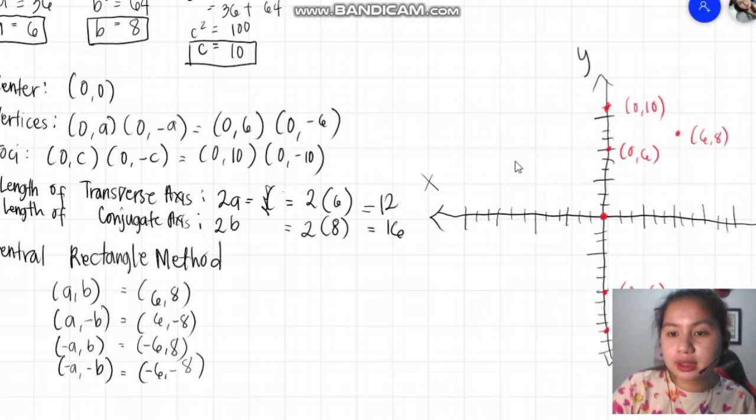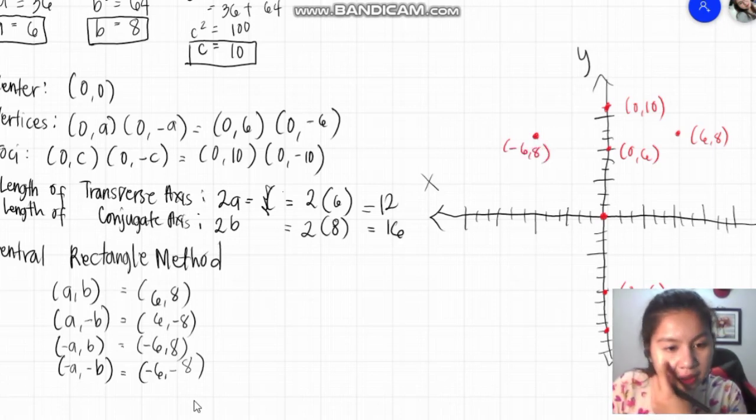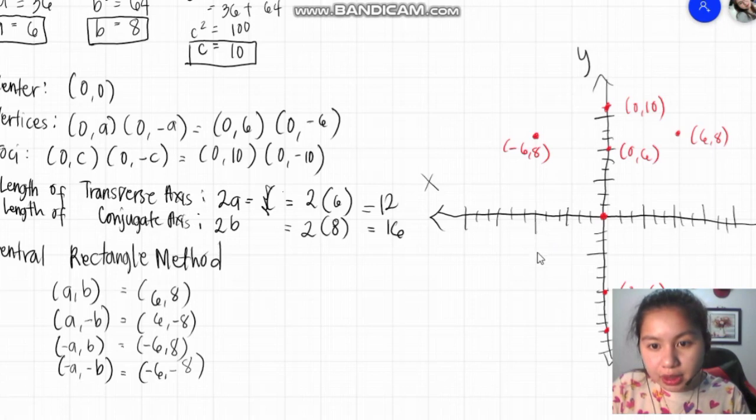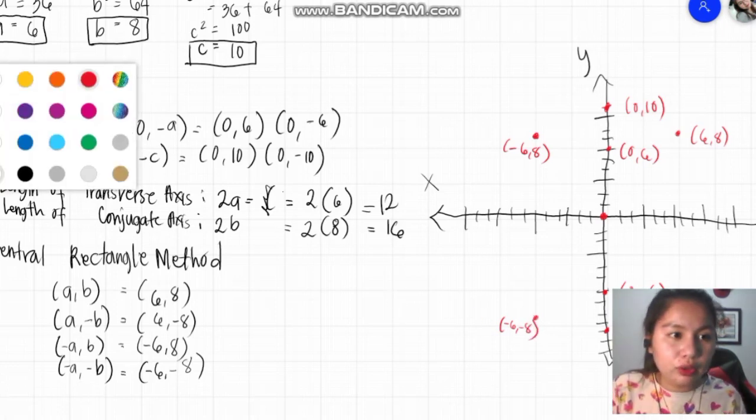Next one is the negative 6, positive 8. So, negative 6 ito, and then positive 8. Tapat ko na lang. Ito siya. Ito si negative 6 and then 8. And then we have the negative 6, negative 8. So, negative 6 and then negative 8. Nandito siya. Ito si negative 6 and negative 8. So, ngayon, pwede na tayong mag-draw.